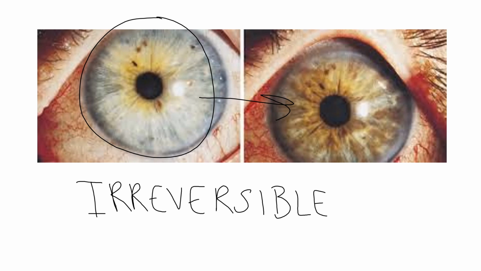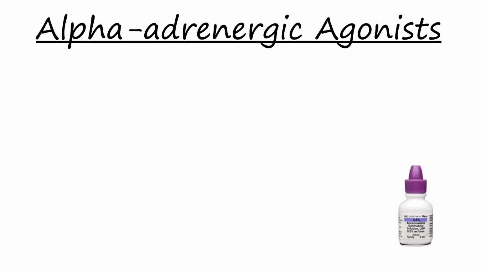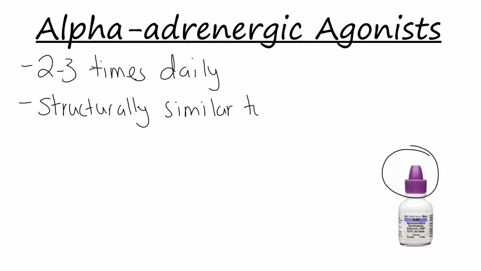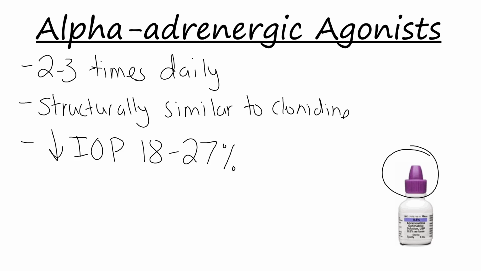The last common class of open-angle glaucoma medications are the alpha-adrenergic agonists, which both decrease production and increase outflow of aqueous humor. Alpha agonists, such as brimonidine, typically come in a purple cap and are dosed 2 to 3 times a day. They are structurally similar to clonidine and reduce the intraocular pressure by about 18 to 27%.